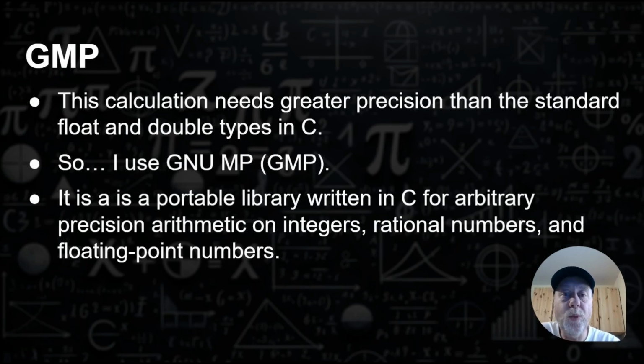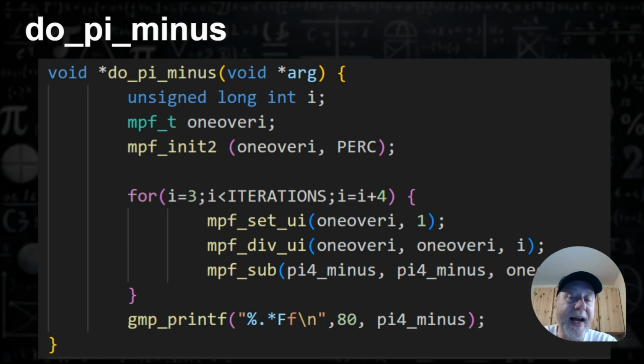Now, because we're dealing with lots of fractions, 1/3, 1/5, 1/7, 1/9, and so on, up to 10 million terms, we're going to need more precision, more accuracy in the numbers after the point, than you get in normal C. So I'm using the GNU MP, the GNU Multiple Precision Library. It's a portable library written in C for arbitrary precision arithmetic on integers, rational numbers, and floating point numbers. Open source, of course, been around for a long time, and I'll show you how you use that in a moment.